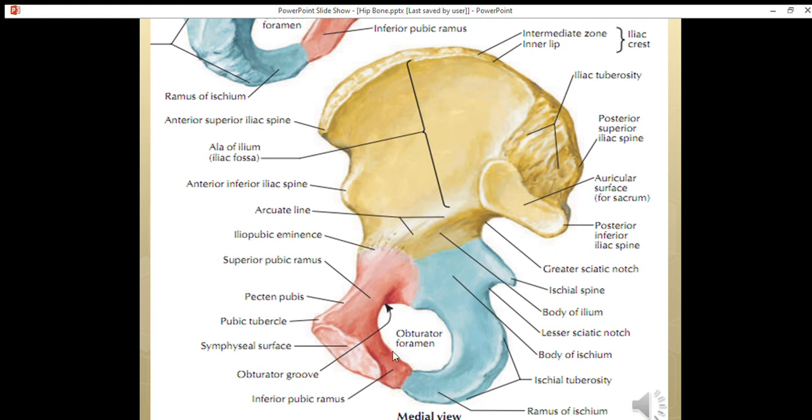Now you can see the inferior pubic ramus is a flat structure. You can see the superior border forming the obturator foramen. The inferior border is going to be continuous with the inferior border of the ramus of the ischium, and it is called the conjoint or combined ischiopubic ramus.